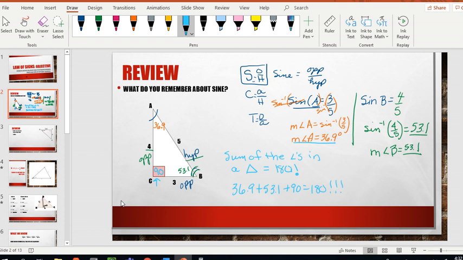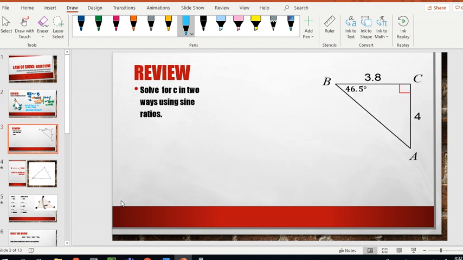Yes, you could have. Okay, end of story. All right, so solve for C in two ways using the sine ratios.